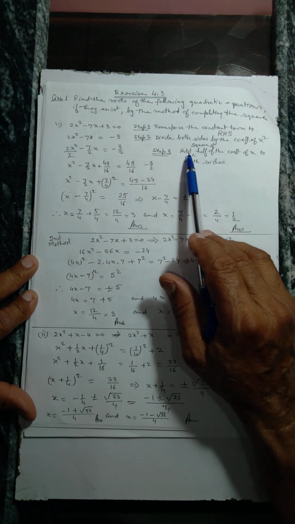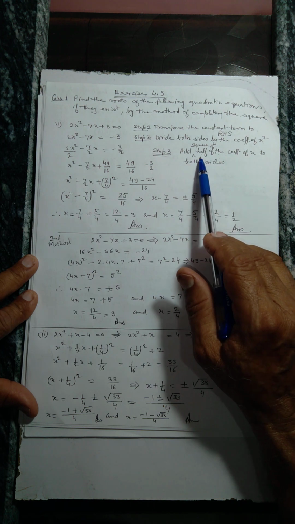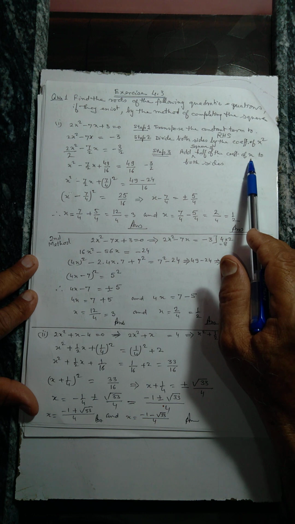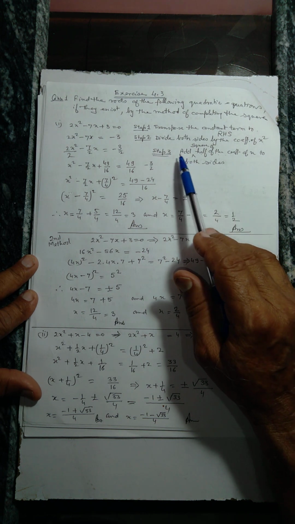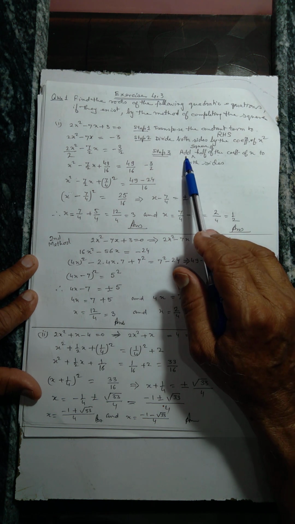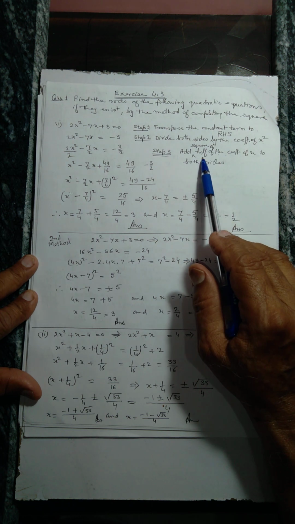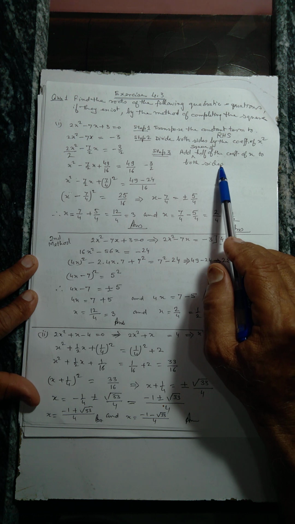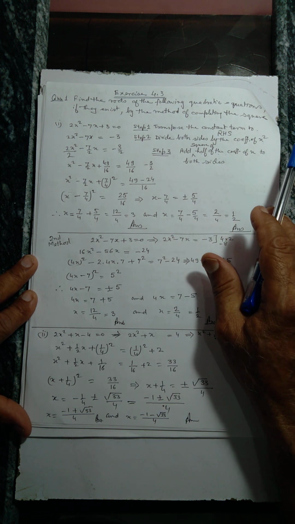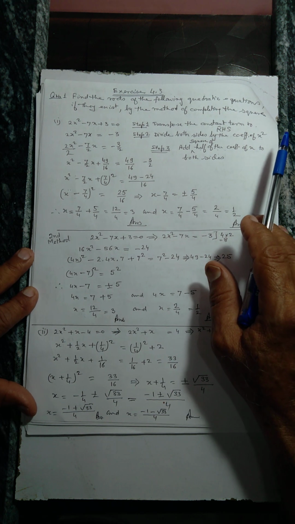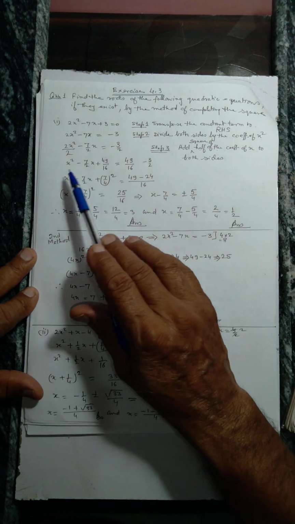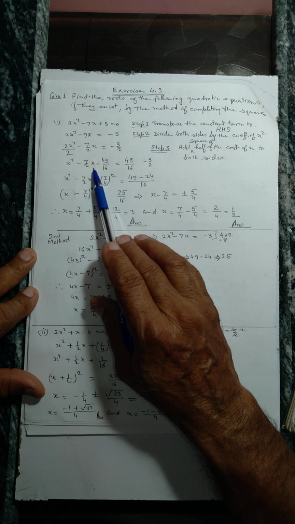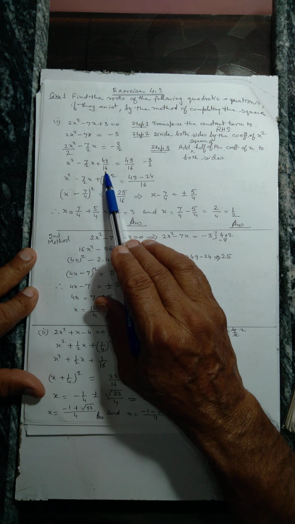Now the third step: add the square of half of the coefficient of x to both sides. I repeat again, add the square of half of the coefficient of x to both sides. Why? In order to make the left-hand side a perfect square. You see here, x² − 7/2 x + 49/16.